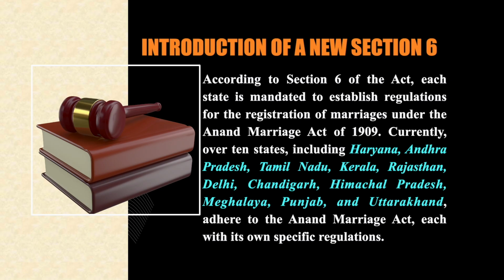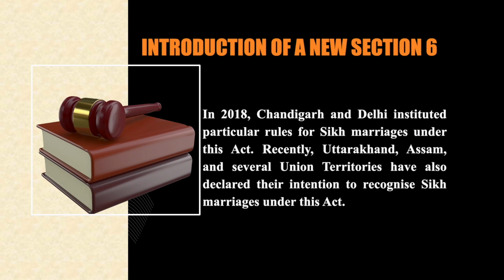Students, according to Section 6 of the Act, each state is mandated to establish regulations for the registration of marriages under the Anand Marriage Act of 1909. Currently, over 10 states including Haryana, Andhra Pradesh, Tamil Nadu, Kerala, Rajasthan, Delhi, Chandigarh, Himachal Pradesh, Meghalaya, Punjab and Uttarakhand adhere to the Anand Marriage Act, each with its own specific regulations. In 2018, Chandigarh and Delhi instituted particular rules for Sikh marriages under this Act.